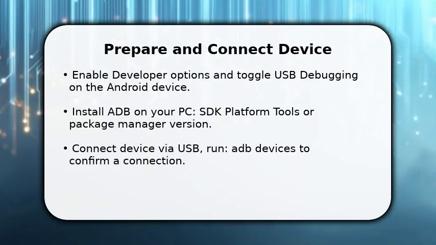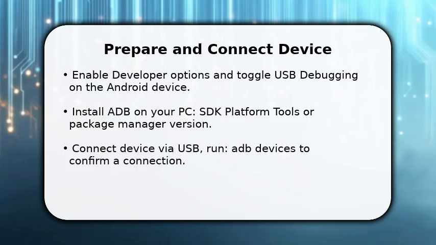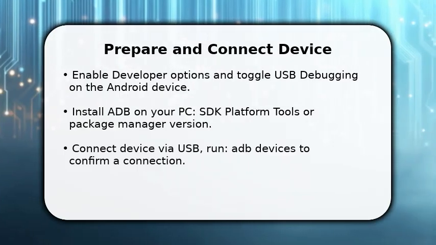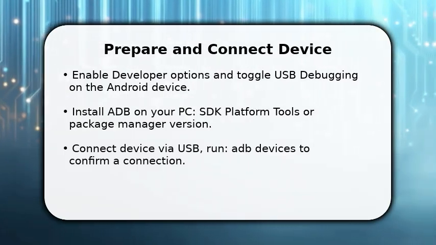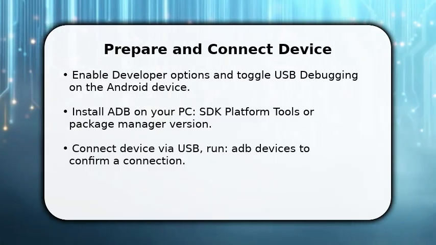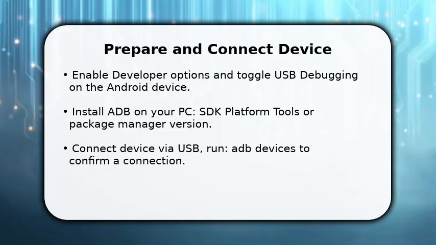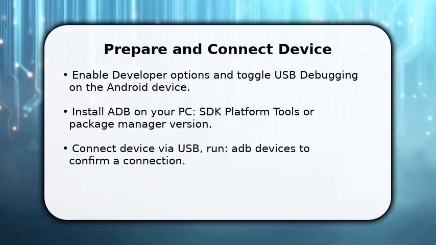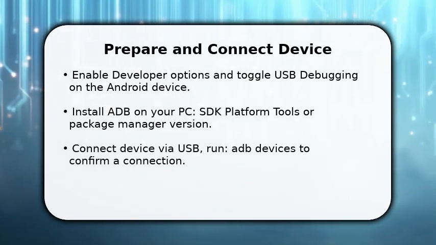You begin by preparing the device and tools. Enable developer options and turn on USB debugging so your PC can control system settings. Install ADB, Android Debug Bridge, on your computer. SDK platform tools are fine, and connect the phone with a USB cable.